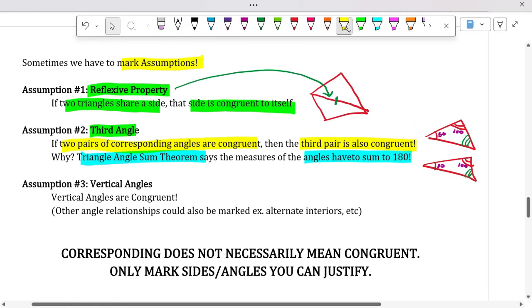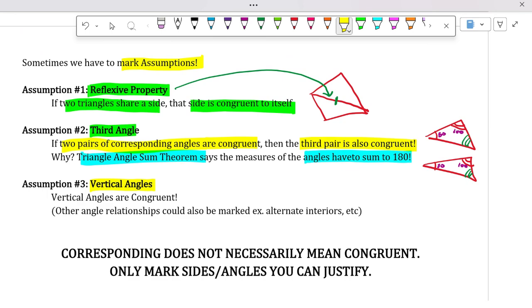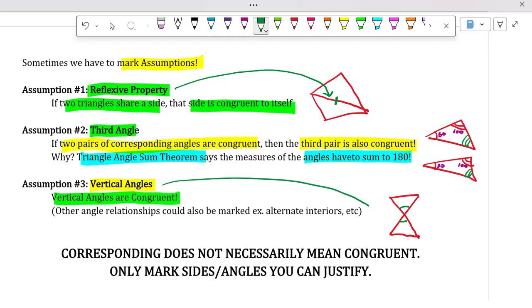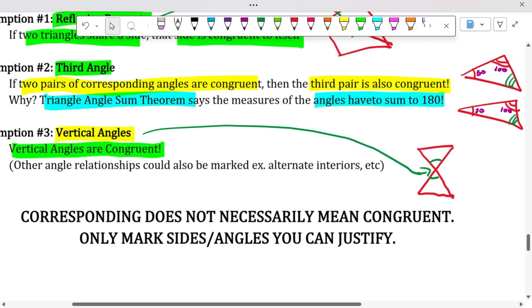And then the last one is vertical angles. So just like we did on the board earlier. So we already know that vertical angles are congruent. All right, it's just a known fact. Vertical angles are congruent. So if I have two triangles that look like they form an X, all right, the vertical angles, even if they're not already marked, I can mark congruent because we know that vertical angles are congruent. That's just a known fact.